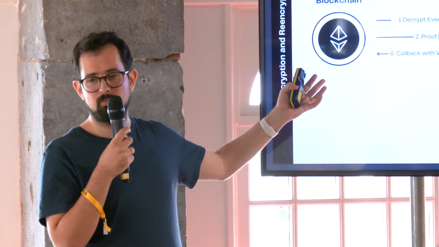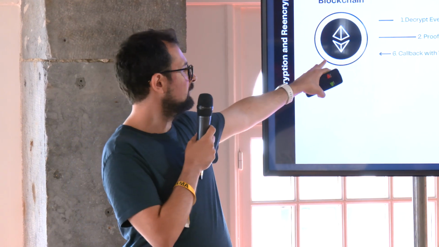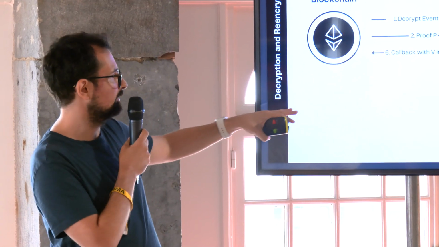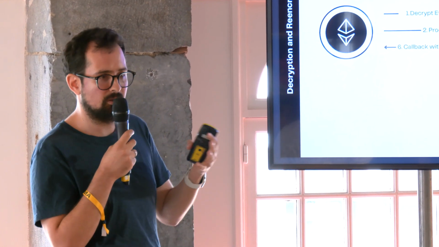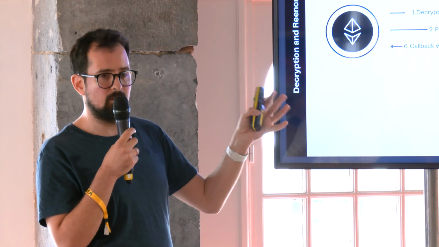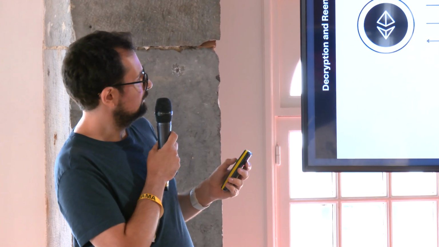The blockchain could be Ethereum itself. And here on the blockchain we can verify the signature from the KMS, and this way the application will know that the KMS actually decrypted the value and the plain text value is actually correct. So that's decryption.